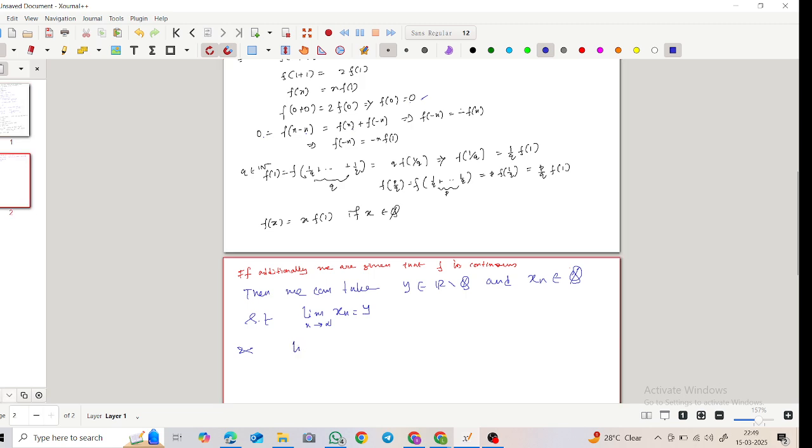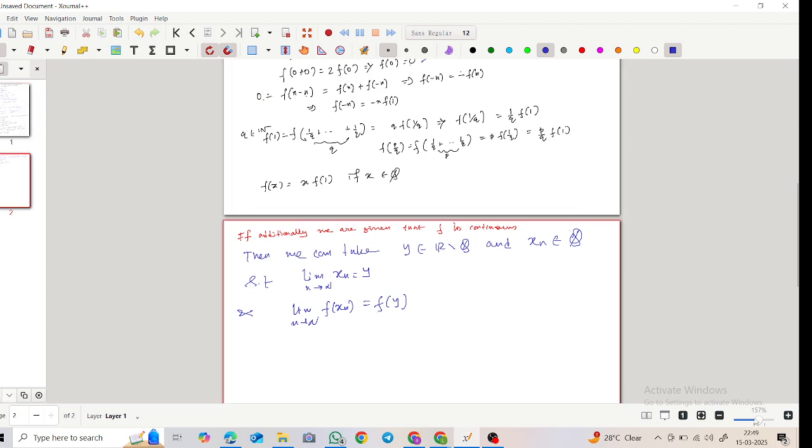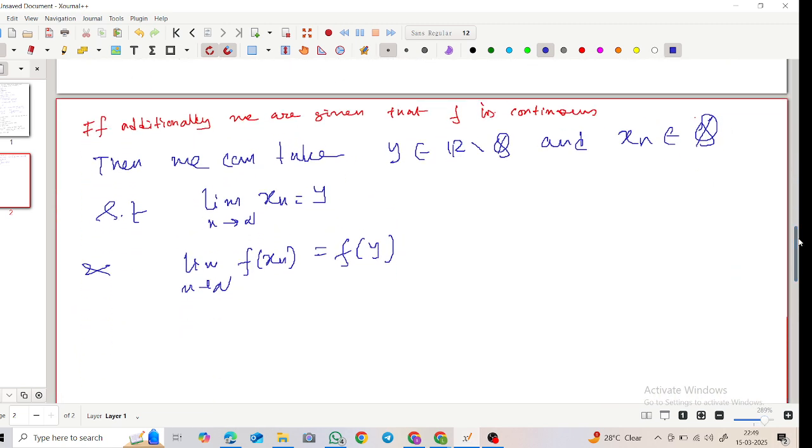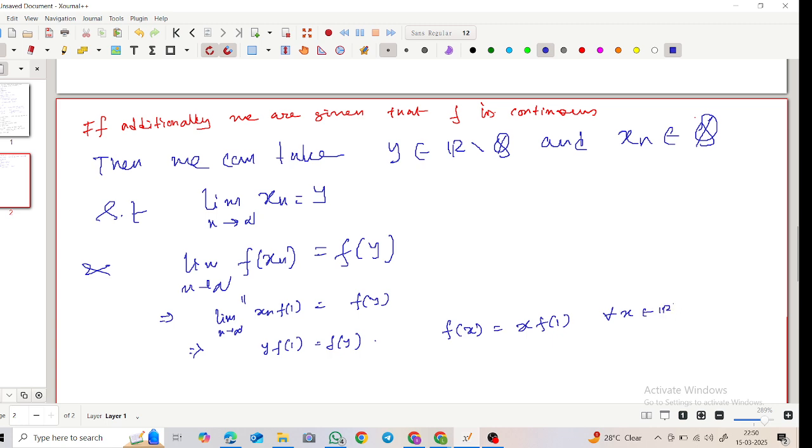And limit n tends to infinity, f of xn is f of y, right? Because f is continuous. What is this? This is limit n tends to infinity, xn f of 1, because xn is rational, which is f of y. But xn goes to y, right? So you get y f1. So fx is xf1 for all x belongs to r minus q.